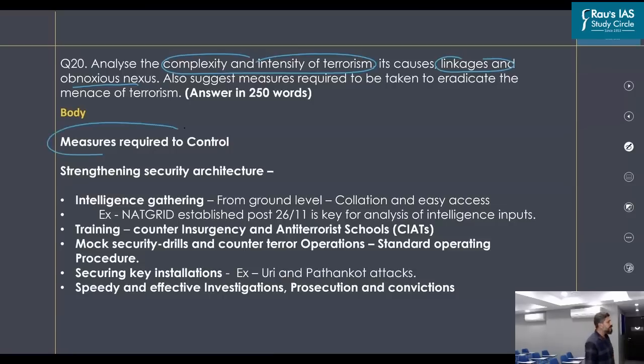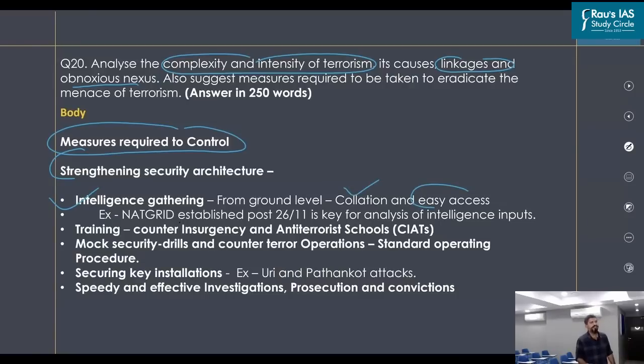In this, first is, of course, strengthening the security architecture. What we discussed in detail in the mains revision classes had to be squeezed into the word limit by writing and highlighting the key words that we use in the discussion. For example, in intelligence gathering, there has to be intelligence gathering right from the ground level. It has to be collated well, and it needs to have an easy access for the security agencies. And in this line, we already created the NATGRID, which is one of the examples that we can use.